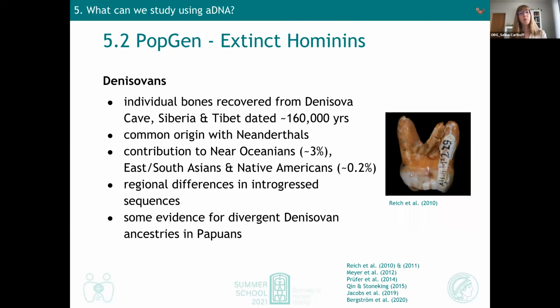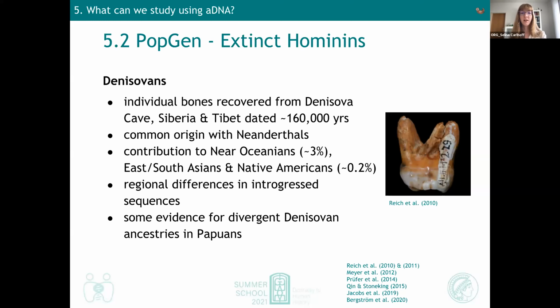And the other extinct hominin that has received quite a lot of press coverage as well are the Denisovans. And they are actually only known from some really small individual bones recovered from Denisova cave in Siberia, which also gave the name to the hominin, and also Tibet. And they all date to around 160,000 years. And from the genetics, they seem to share a common origin with Neanderthals. So they are more closely related to the Neanderthals than to modern humans.